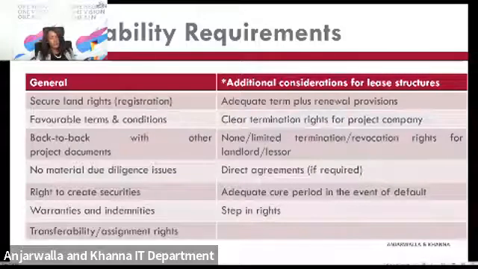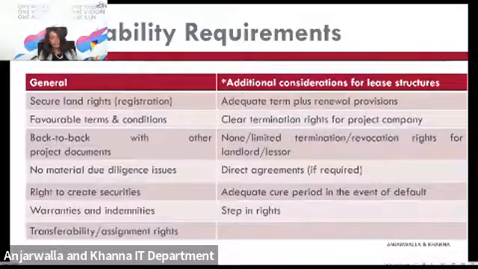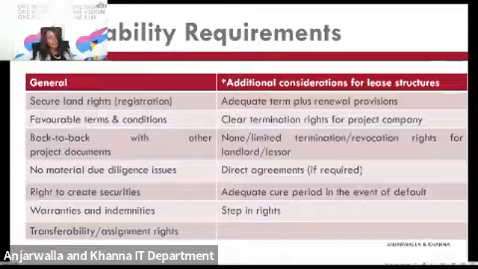And one of the issues that lenders and other investors would look at is that there's adequate term under the lease. So if the term of the lease is, let's say, 20 to 30 years, then the life of the project must be commensurate or less than the term of the lease. Then there should be clear termination rights for a project company if the project company intends to exit or if the project comes to an end. There should be limited termination or revocation rights for the landowner, because if the landowner had the right and had the capacity to terminate the leasing arrangement, then the land rights would not be robust.